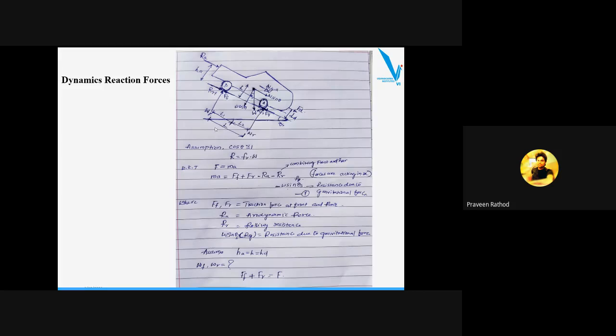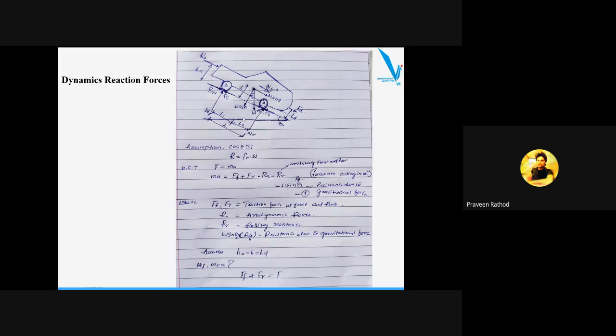The dimensions of the vehicle have been provided over here. The distance from the front tire to the center of gravity, CG, of the vehicle is L1, and from the CG of the vehicle to the rear tire is L2. So the overall length will be L.